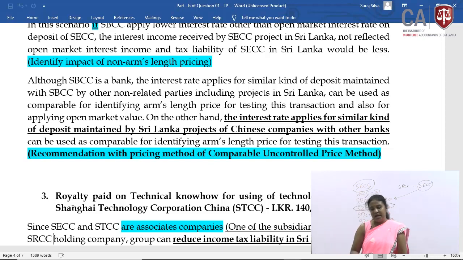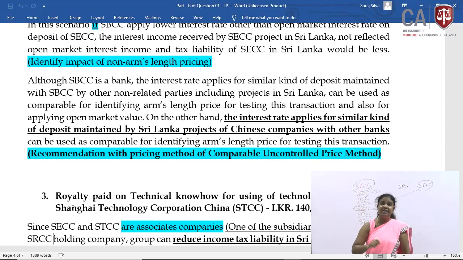The interest rate applied for similar kinds of deposits maintained by Sri Lanka projects of Chinese companies with other banks can then be used as a comparable for identifying the arm's length price for testing this transaction.